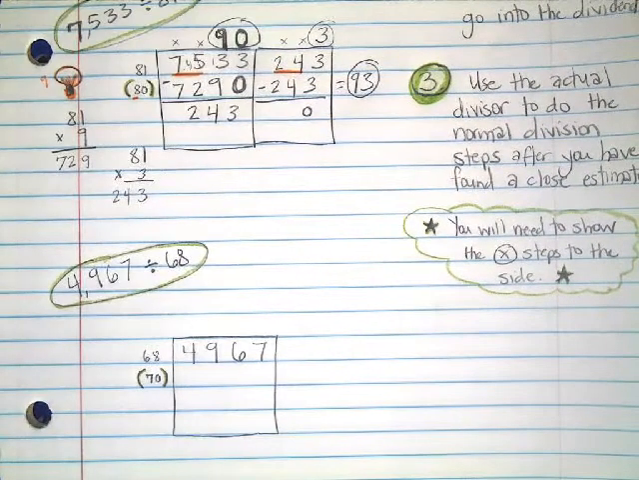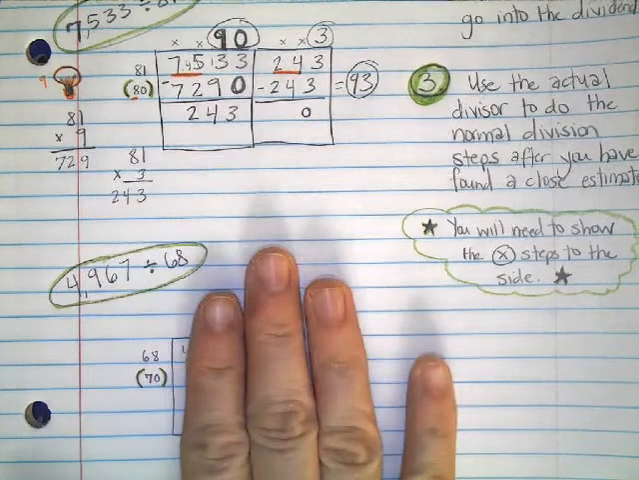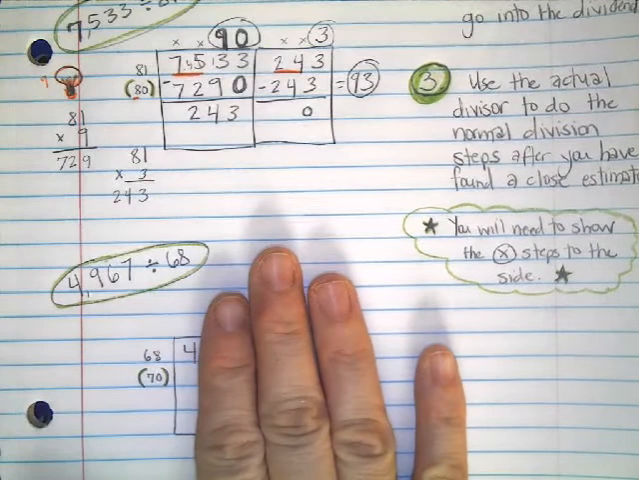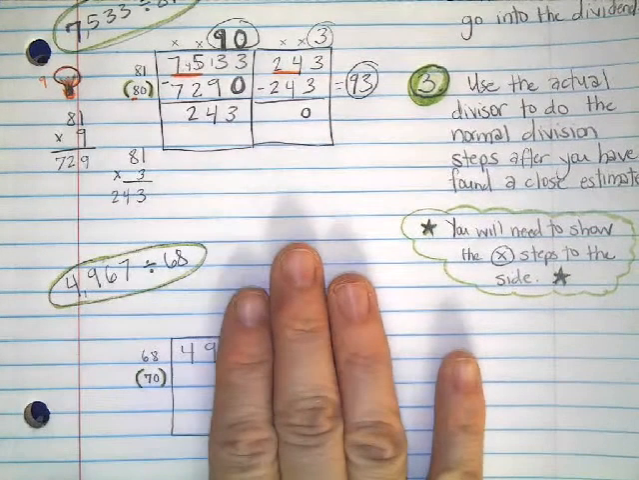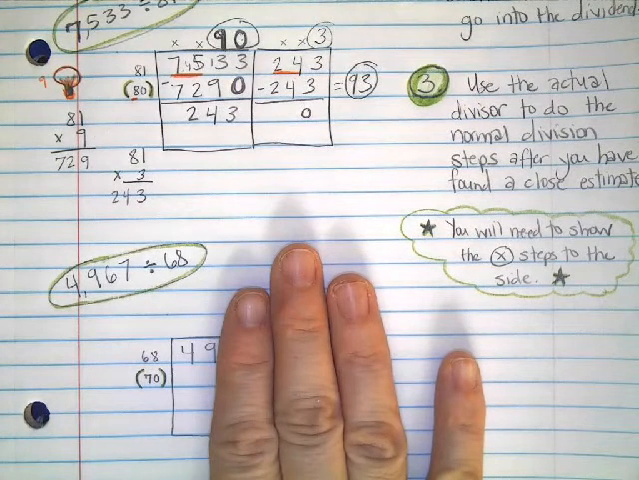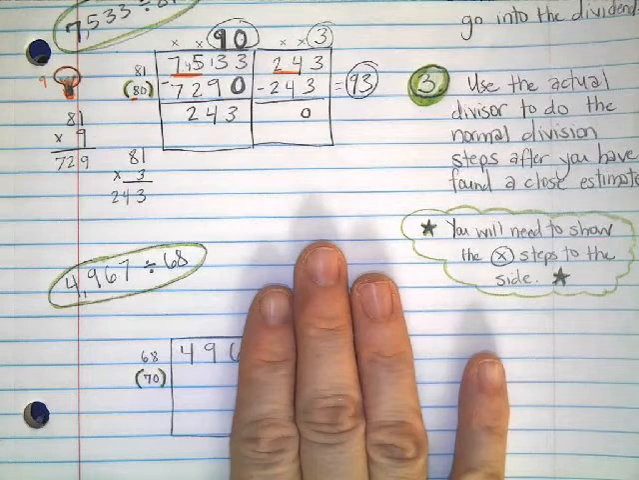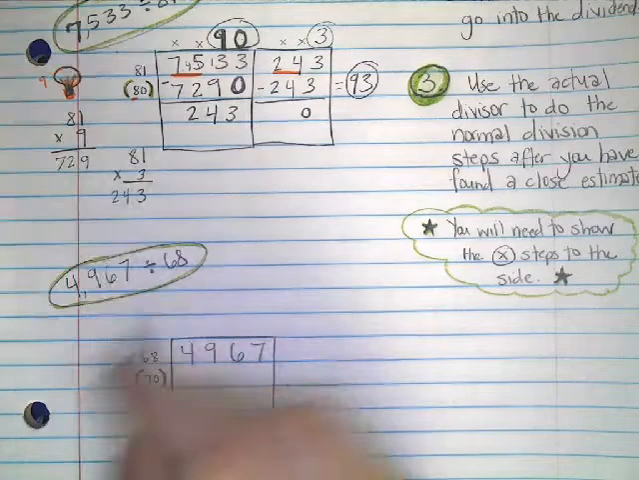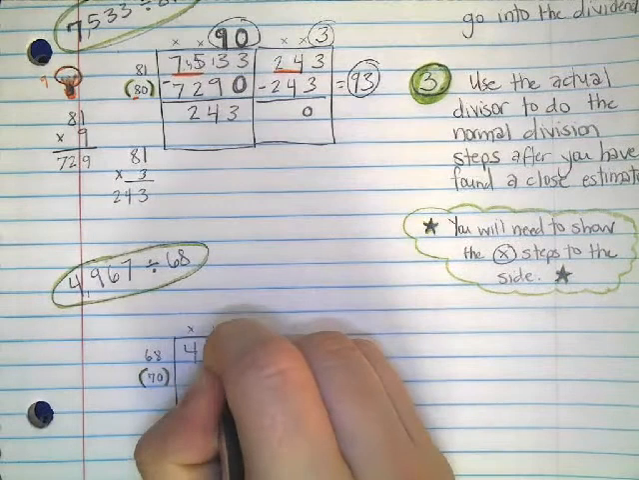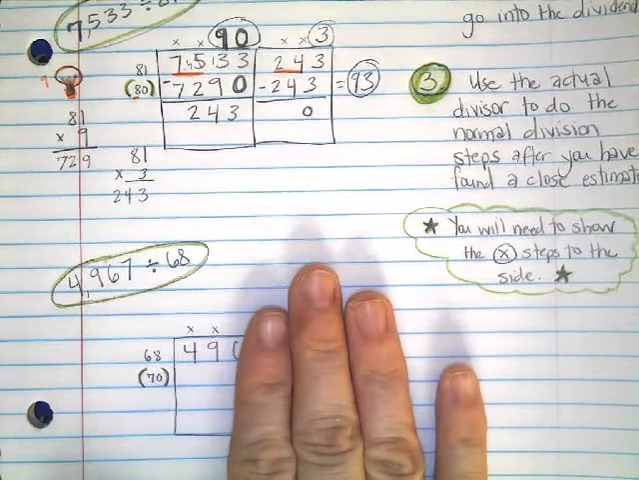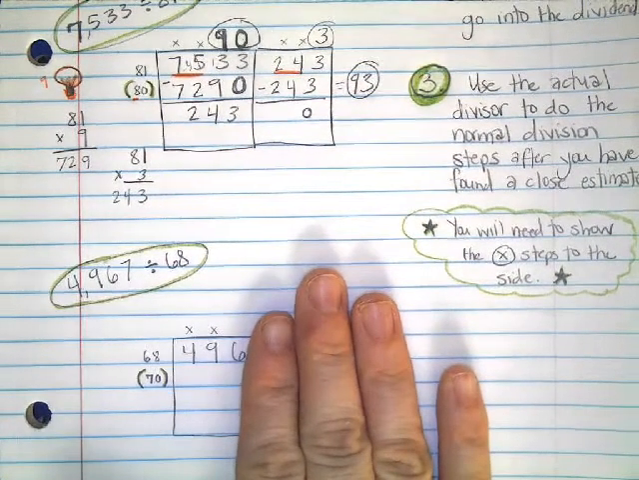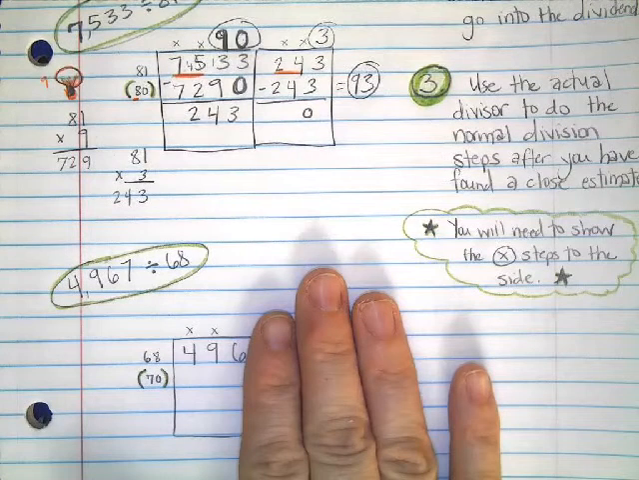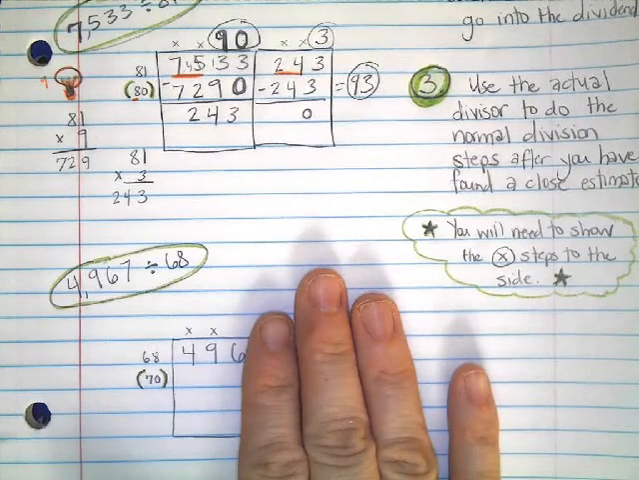Who wants to tell me what 68's benchmark would be? 70. Okay, and now I just ask the question, will 70 go into 4? No, so put an X. Will 70 go into 49? No, put an X. Will 70 go into 496? Yes.